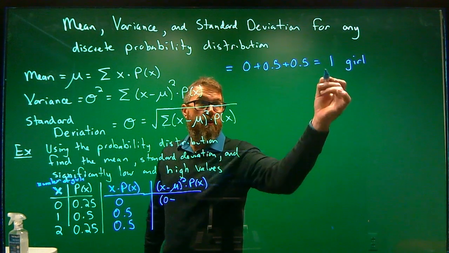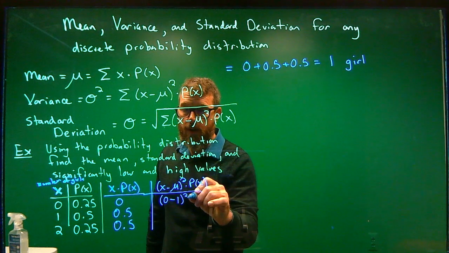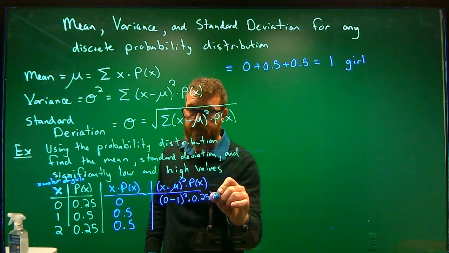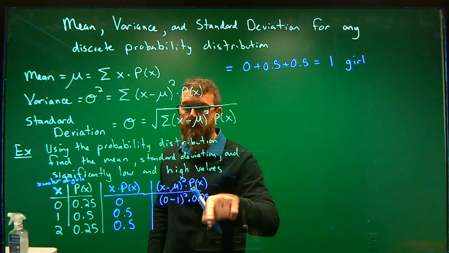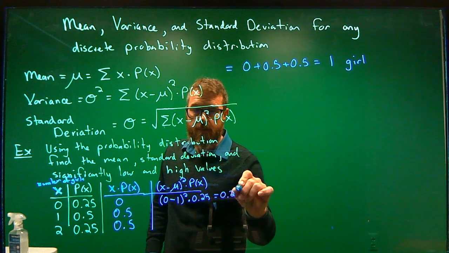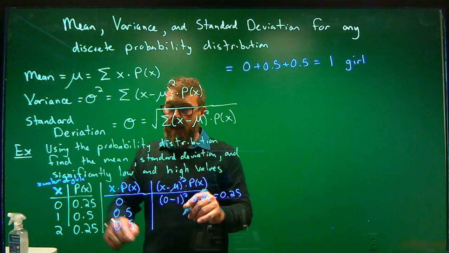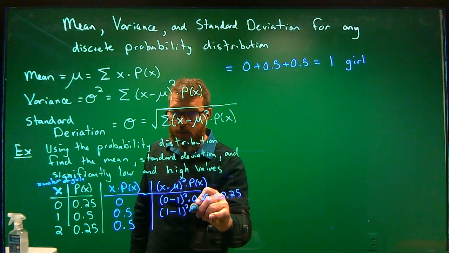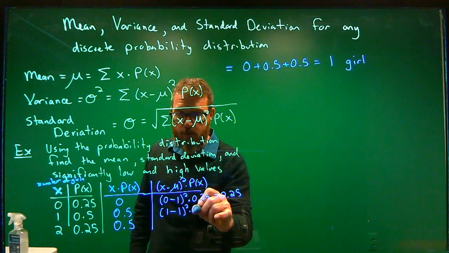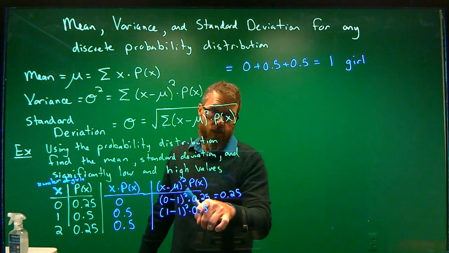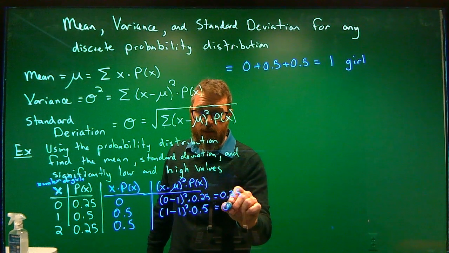The mean is always going to be this 1 squared times p of x. Well, p of x for this row is 0.25. So now when I do this multiplication, negative 1 squared is 1 times 0.25 would give me 0.25. Next I have x is going to be 1 minus the mean, which is also 1 squared times this p of x, which is going to be 0.5. Now 1 minus 1 is 0 squared, which is 0 times 0.25. This is going to give me 0.